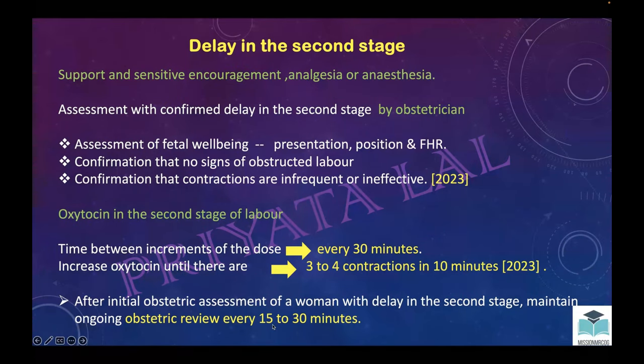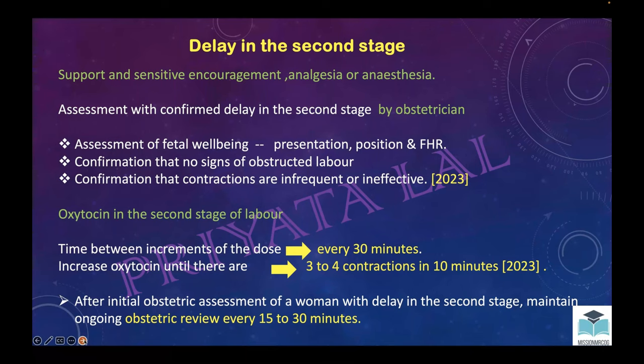When the patient was progressing well in the second stage of labor, we were looking at the patient every 1 hour. PV was every 1 hour. But if the patient has a diagnosed delay, then we want obstetric review or obstetric assessment every 15 to 30 minutes.